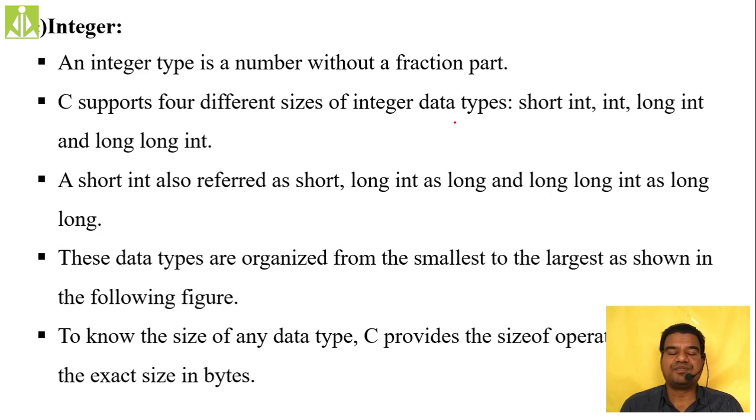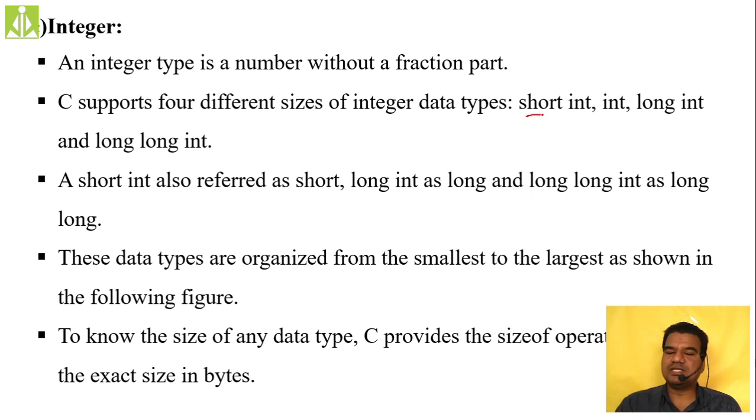So, integers. An integer type is a numerical value, a number without a precision. To store a whole number into a variable, we create integer variables. If you have a whole number without any precision, you have to go for integer data types. C supports 4 different types of integers, based on size and memory allocation. These integer types are categorized into 4: short int, int, long int, and long long int.